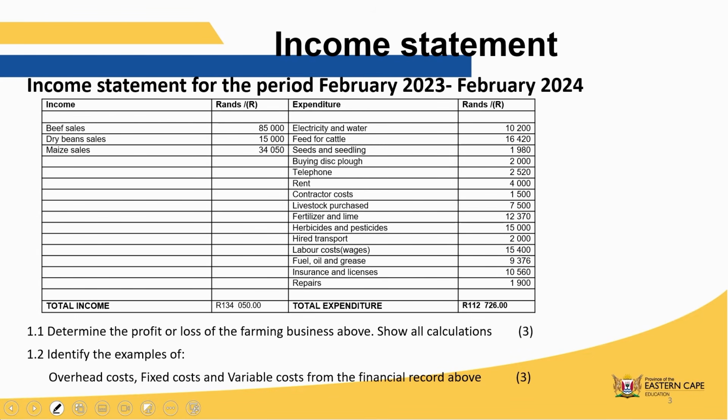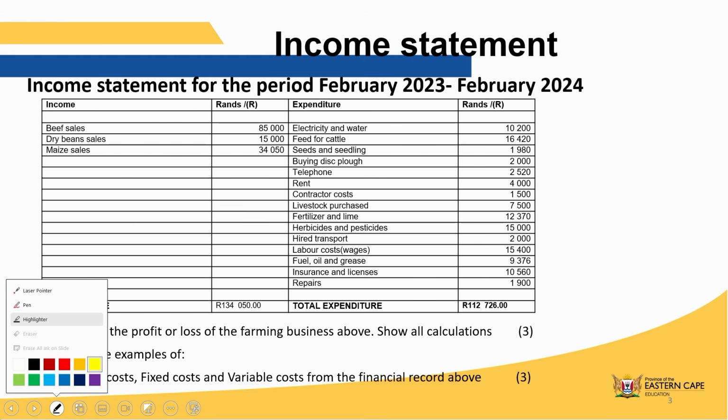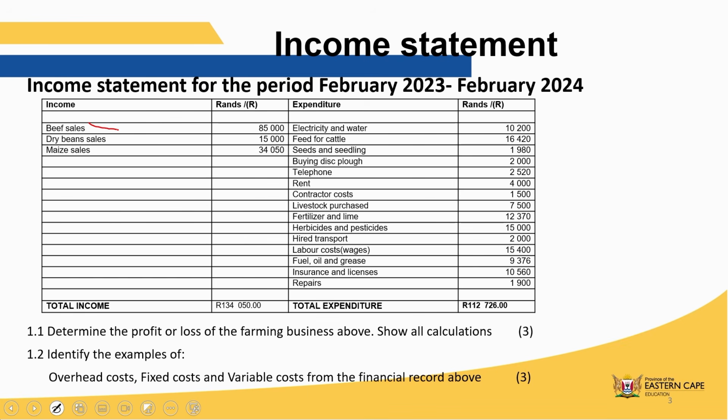And remember, the income statement is a financial record that summarizes the income and expenditure of a farm business. For example, under income we have the beef sales. Beef was sold for 85,000 rand. Dry beans were sold for 15,000 rand. Maize sales for 34,050 rands. That comes to a total of 134,050 rands. Then we have an expenditure.